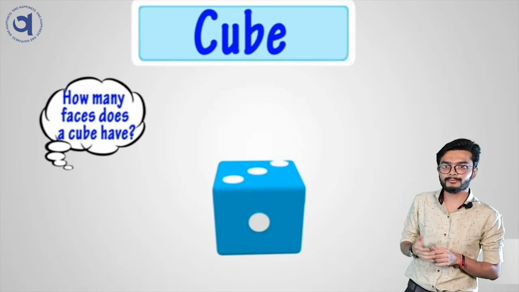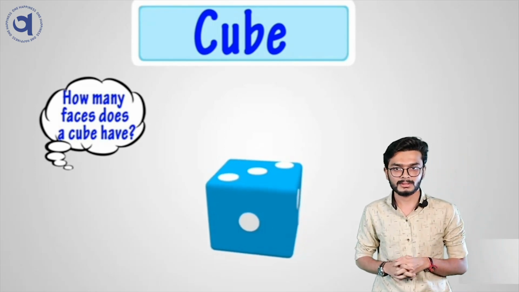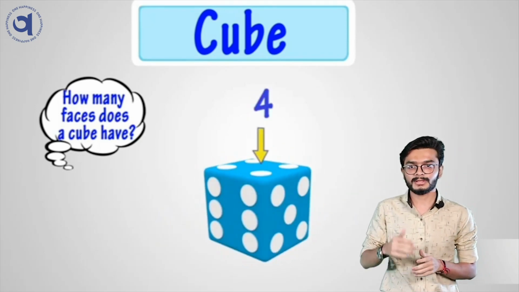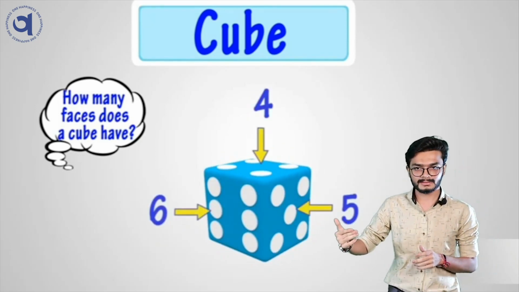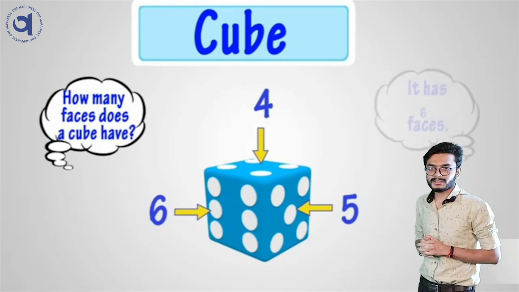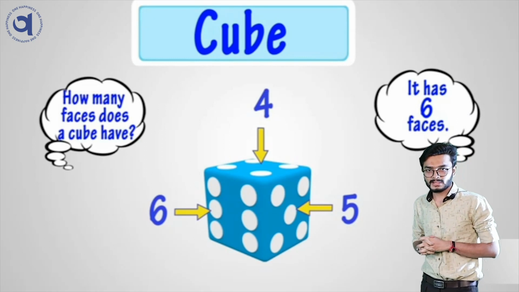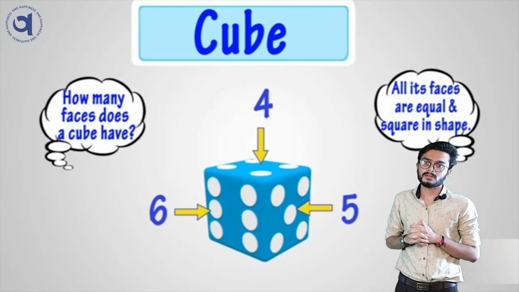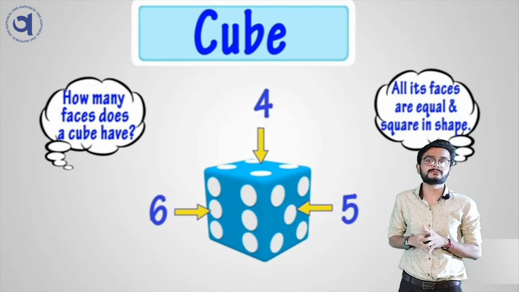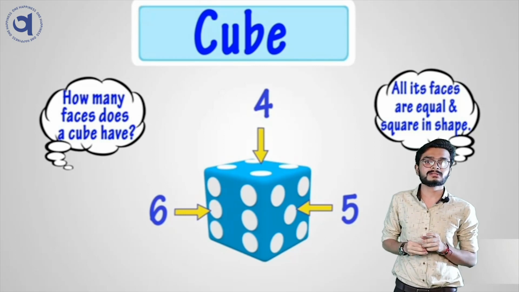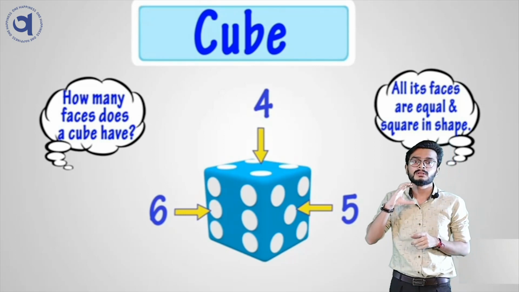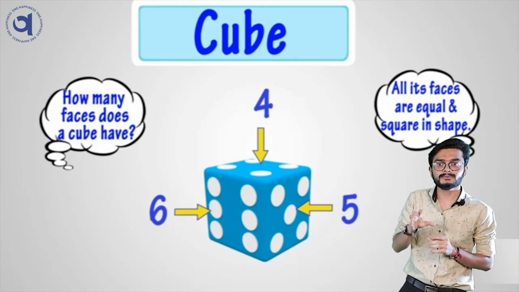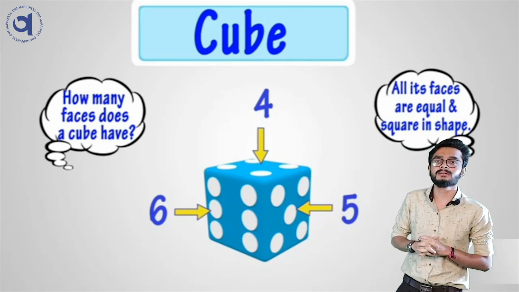How can we identify it? Let us see. For example, we have a dice, 1, 2, 3, after that 4, 5 and 6. So we can say it has 6 faces, and they are also the same in dimension, and the shape of the faces is a square. So all the faces of the cube are equal and square in shape.